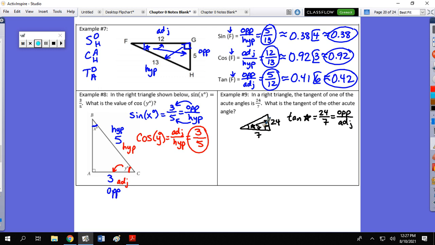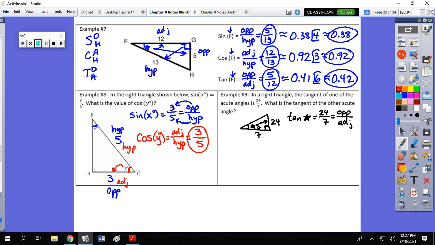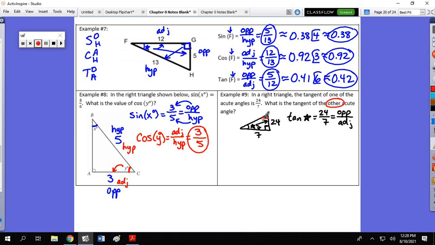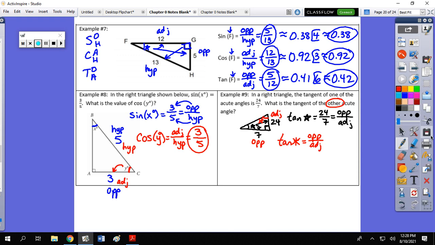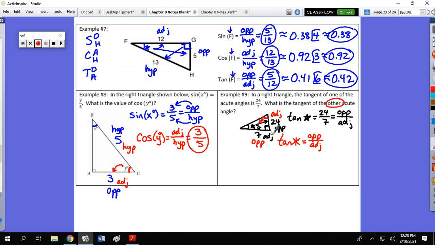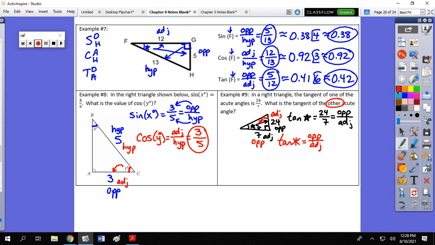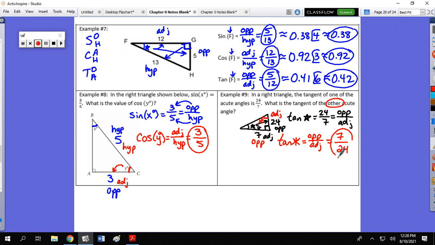Okay? Then it asks us to find what is the tangent of the other acute angle. So we'll look at this one. Well, the tangent of that angle is still opposite over adjacent, but opposite and adjacent have switched because we have switched from looking at the angle marked with black to the angle marked with red, which means that instead of 24 over 7, our answer will be 7 over 24.